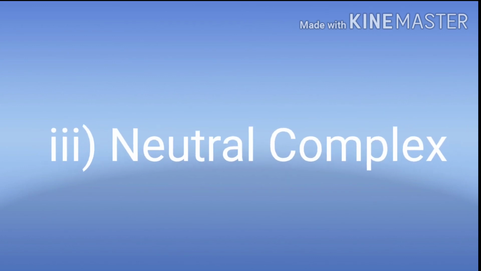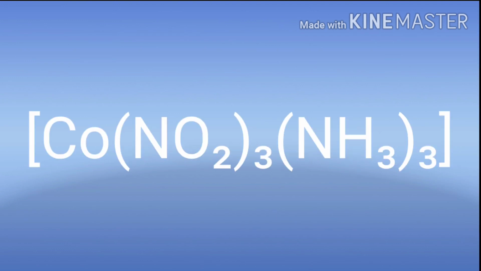Now the third class is neutral complex. Complexes which carry neither positive nor negative charge are known as neutral complexes. Now the example for neutral complexes is [Co(NO2)3(NH3)3]. In this complex, neither positive nor negative charge is present. That's why it is an example of a neutral complex.